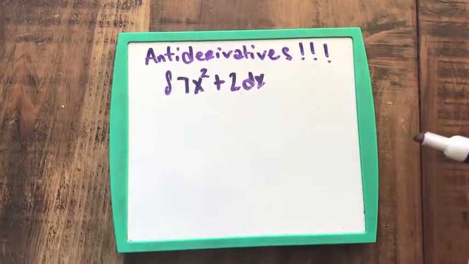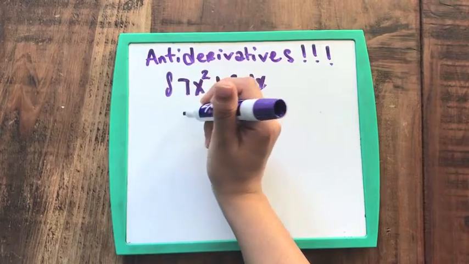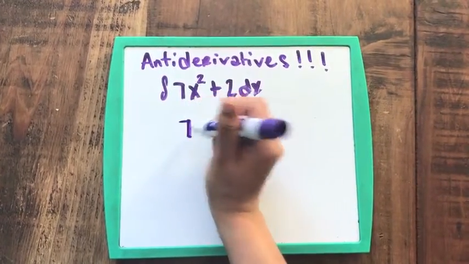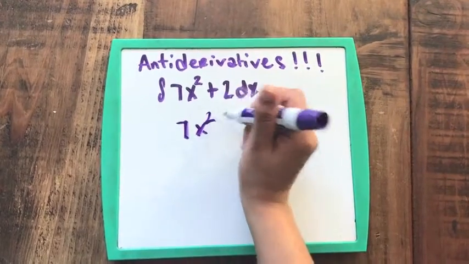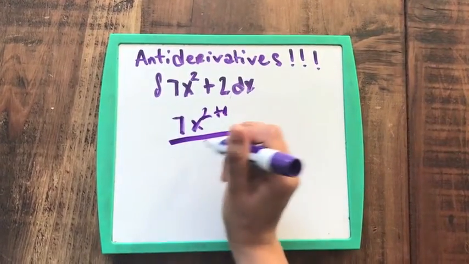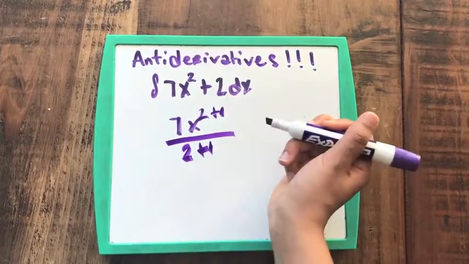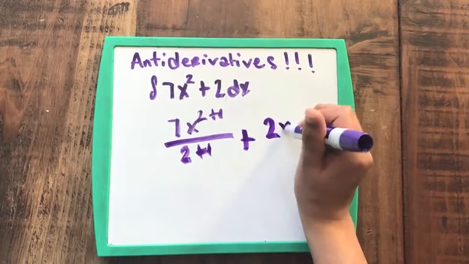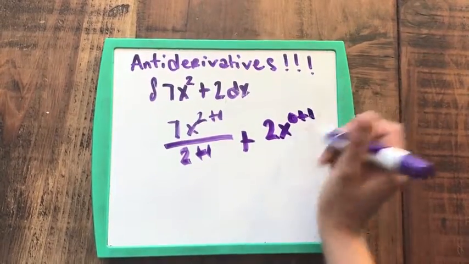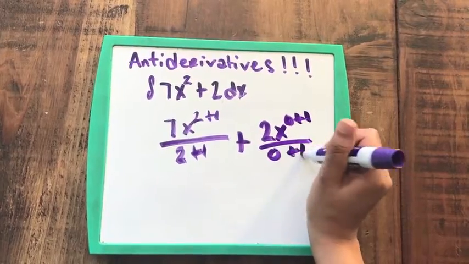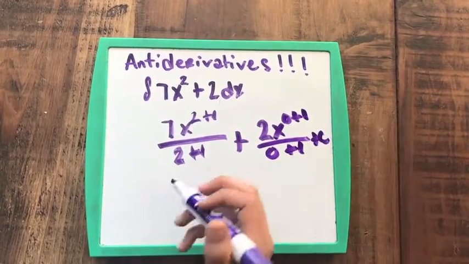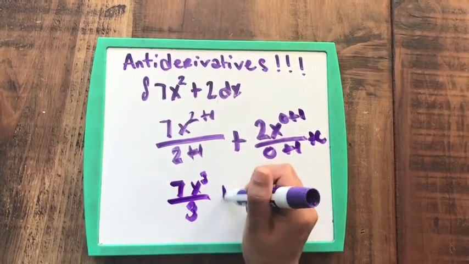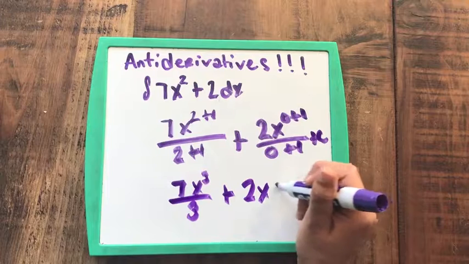Okay, so we're going to start with this simple example, and then we are going to do the antiderivative of this equation. So we're going to take the 7x squared, and we're going to add 1 to the exponent. We're going to divide that by 2 plus 1, which will be 3. And then we're going to add the 2, which is going to be 2x to the 0 plus 1, and the plus c, and the answer ends up being 7x cubed divided by 3 plus 2x plus c.